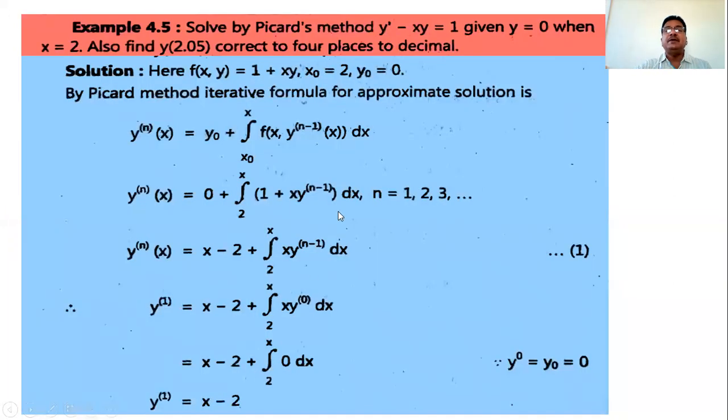So the next problem is again on Picard's method. y dash, that is dy by dx, is equal to 1 plus xy. X naught is 2 and y naught is 0. Given y is 0 when x is 2, that is the given condition.